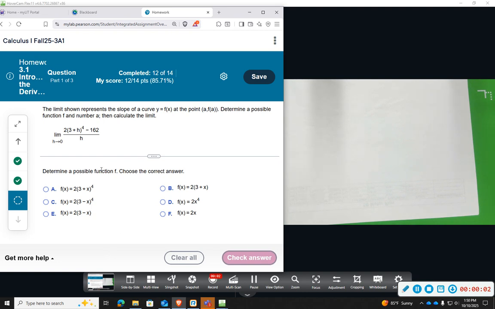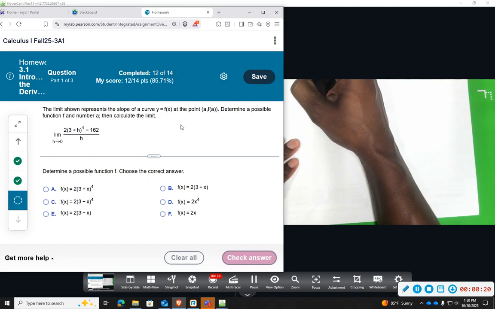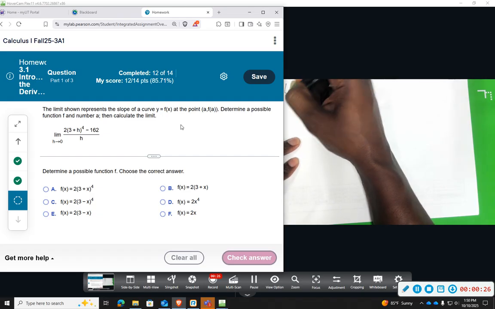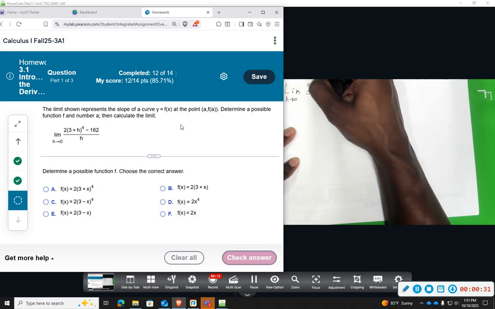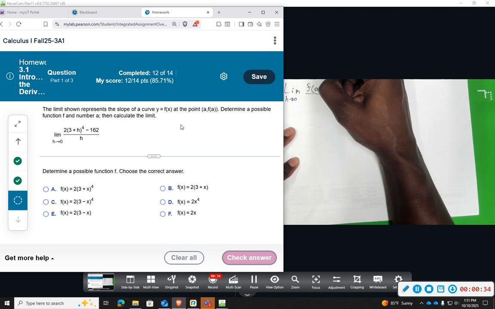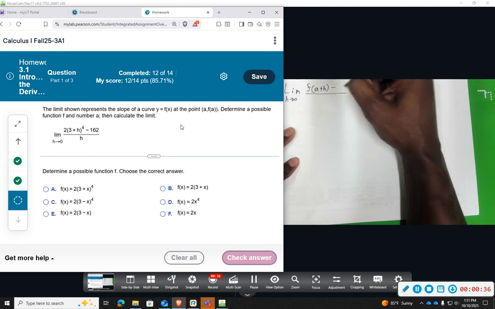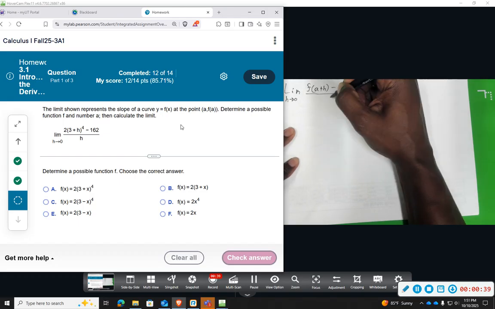All right, so the next problem, it says the limit shown represents the slope of curve y equals f of x at a point a, f of a, and we're going to determine the function and number a and then calculate the limit. So they already have it plugged in. This looks like they're using the f of a definition, so limit as h goes to 0, and it looks like they're using f of a plus h, so they're plugging in a function value minus f of a, and then this is all over h.